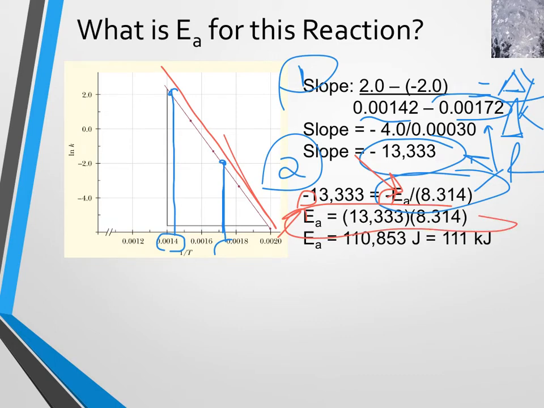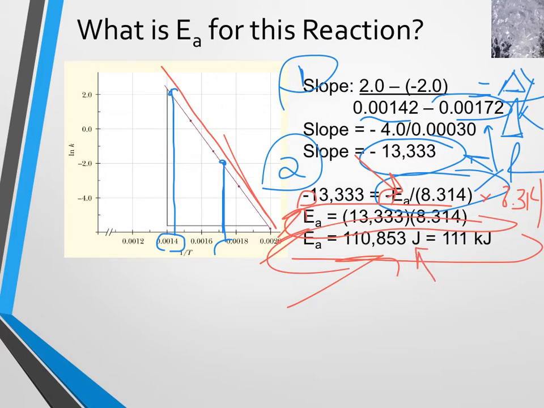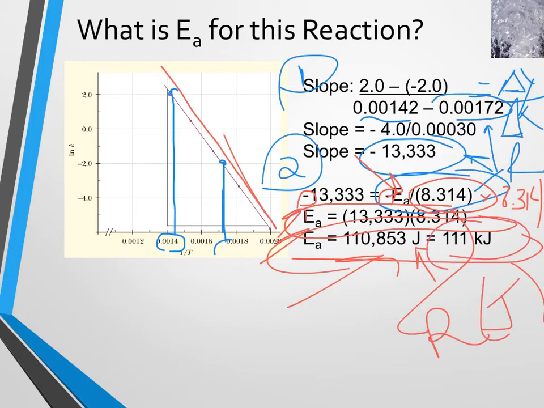So to solve for activation energy, you're going to multiply both sides by 8.314, and that gives us an activation energy of 110,853 joules, okay? Notice the units you get from this Arrhenius equation are joules, and that's simply because R has units of joules. So if the problem asks you for kilojoules, you're going to have to do a conversion.